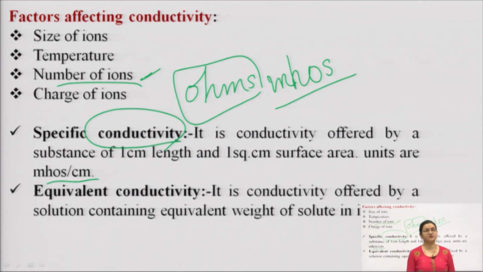Then equivalent conductivity, what is that? Equivalent conductivity is the conductivity offered by a solution containing an equivalent weight of solute in it. For any analytical solution which contains our analyte, if we dissolve solute equal to its equivalent weight, making an equivalent solution in terms of normality, then that is equivalent conductivity. It is the conductivity offered by a gram equivalent. The conductivity shown by such a solution is known as equivalent conductivity.